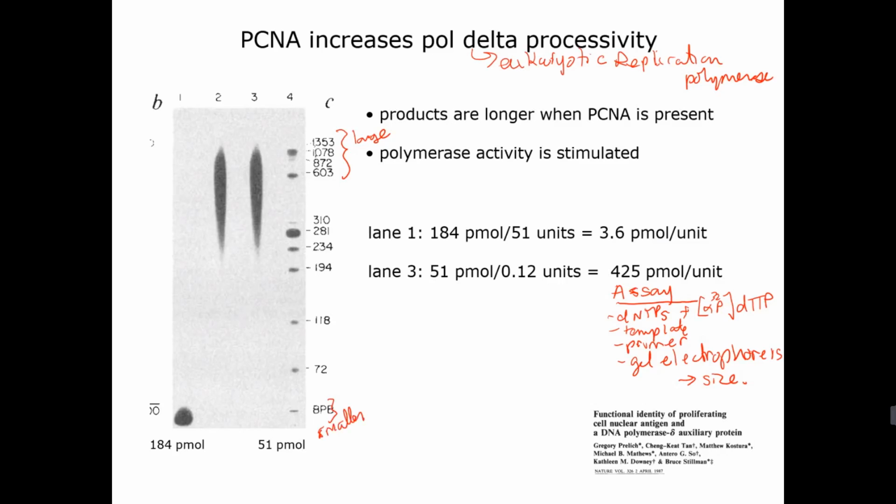Okay, so we're ready to go. The first lane here, number 1, actually contains all the components of the assay plus Pol delta. Okay, so here we have assay components.